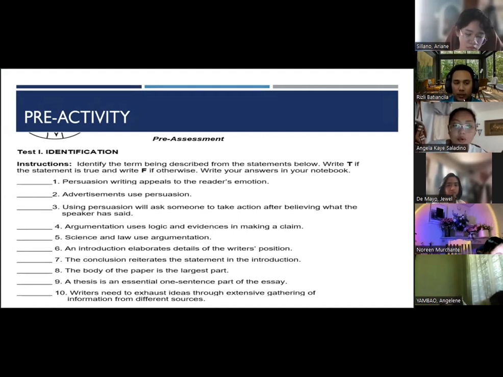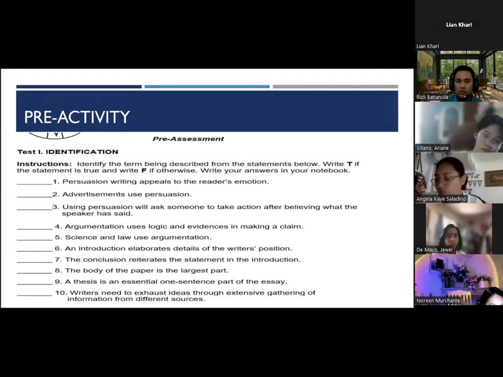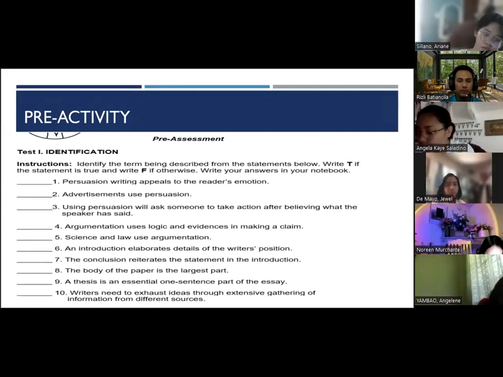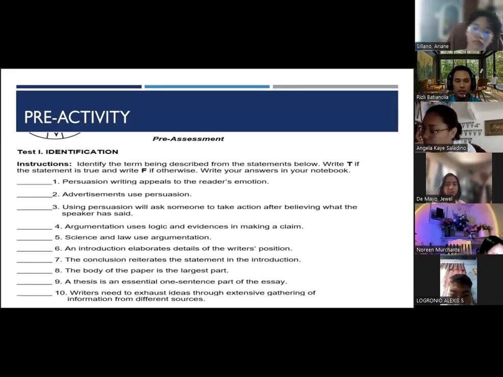First question. Persuasion writing appeals to the reader's emotion. Is it true or false? Persuasion writing appeals to the reader's emotion. Yes, Lian? True. Okay, true, definitely. That is true. Very good.